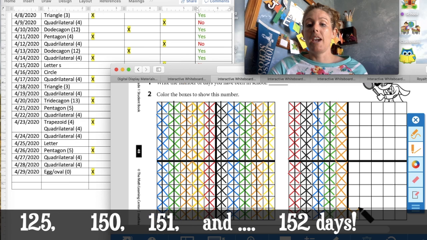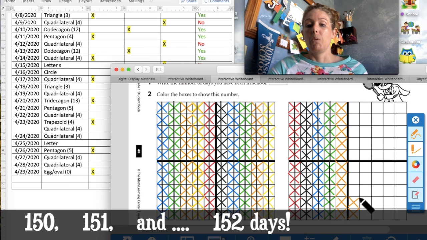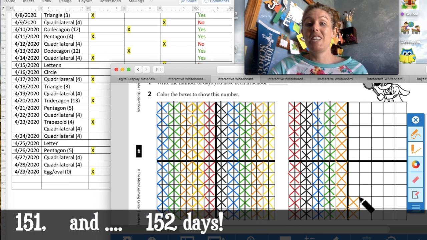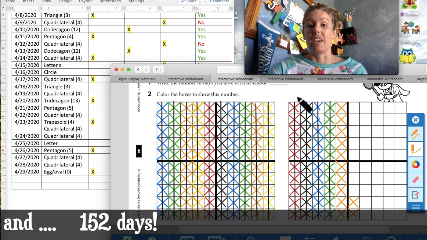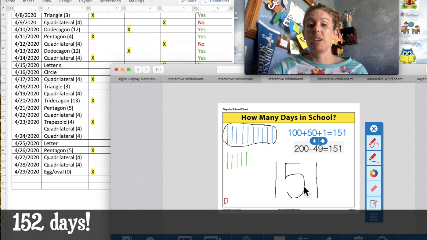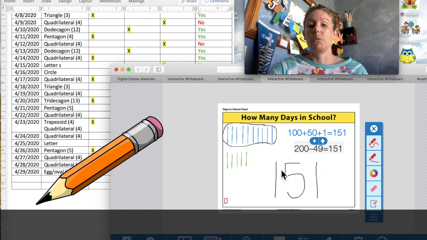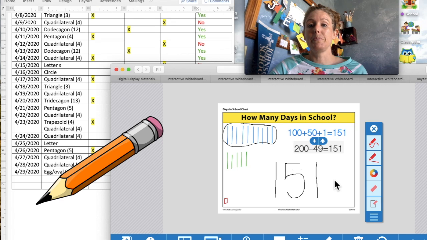And for today, that marks 152 days of learning. Make sure to have your journal so we can record 152. What do we need to change with my number here? We need to change the 1 to a 2 in that ones place. So go ahead and erase. And then we will add in a 2.